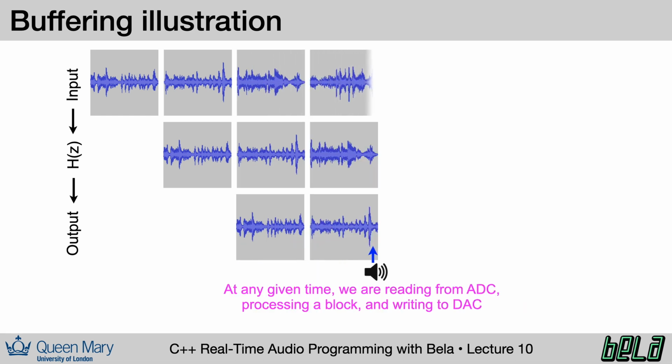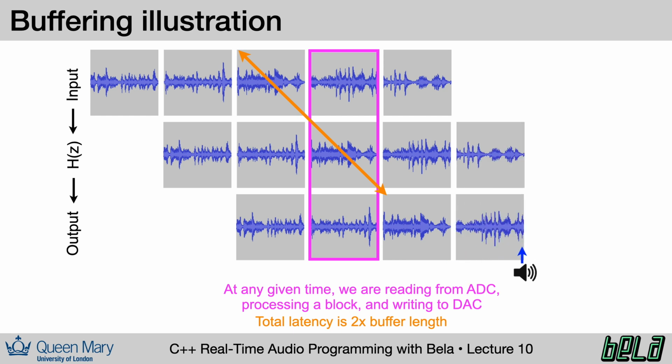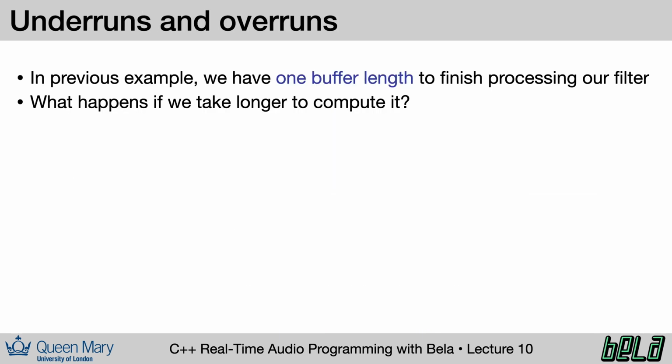So notice that at any given time, there are three blocks of audio in process, one of them being filled up at the input, one processing in render, and one being played back at the output. And the result is that the total latency from input to output is always going to be twice the buffer length, and this process can continue indefinitely. So in this architecture, we have one buffer length in which to do our audio processing.